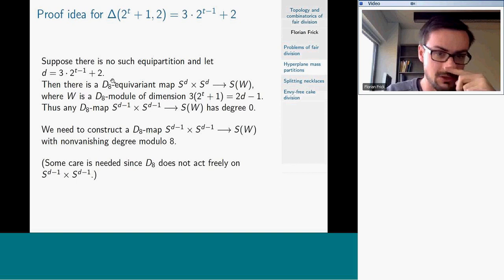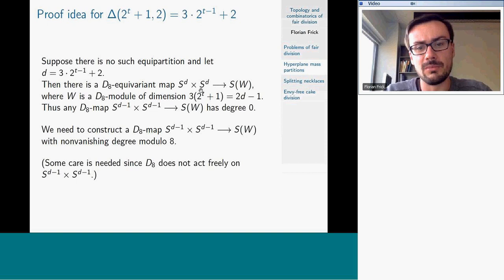Then you need a D8-equivariant map from the product of S^d and S^d, so two hyperplanes in d-space, to some D8 module of dimension 2d minus 1. D8 are the symmetries of the square, right? Here you have an involution, here you have an involution, and you have a flip of coordinates. That's a symmetry here.